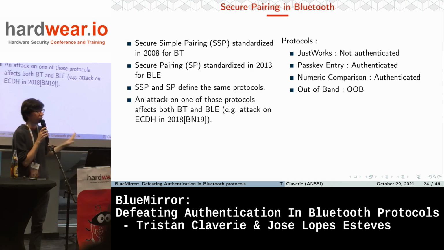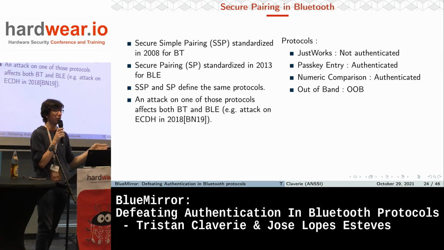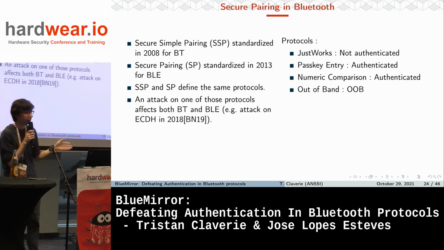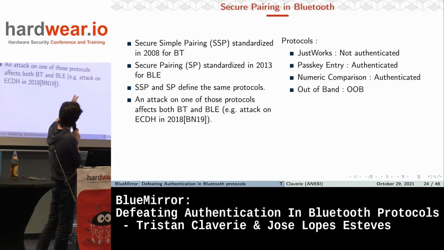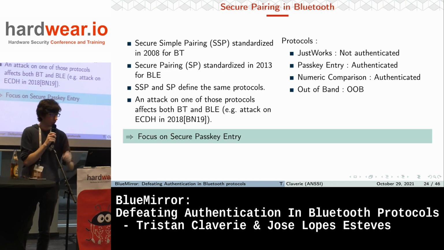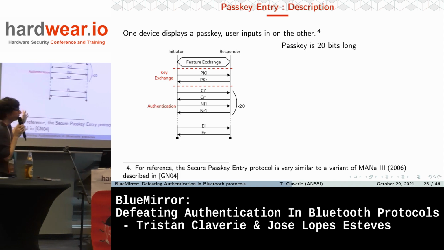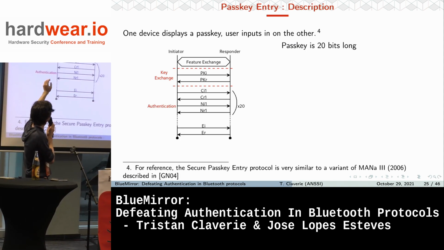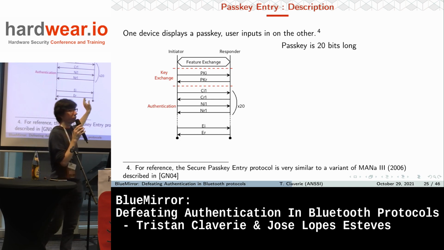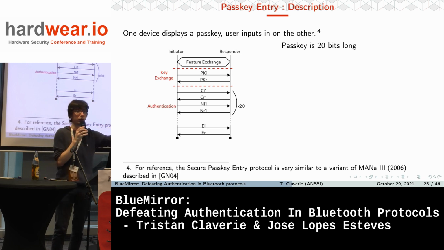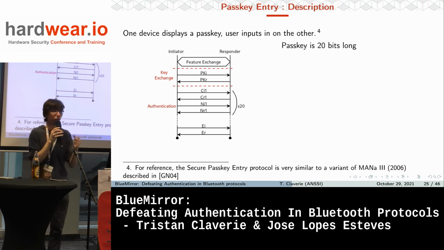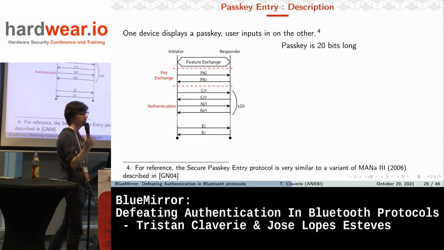Secure pairing, there are 4 different protocols, and those protocols are actually the same between Bluetooth Classic and BLE. We'll just focus on passkey entry. This is the passkey entry protocol. It works this way: from a user's perspective, there is one device which displays a passkey. It's a numeric code, it has 6 digits, and the user inputs it on the other device. And both devices will use this passkey to authenticate to each other.